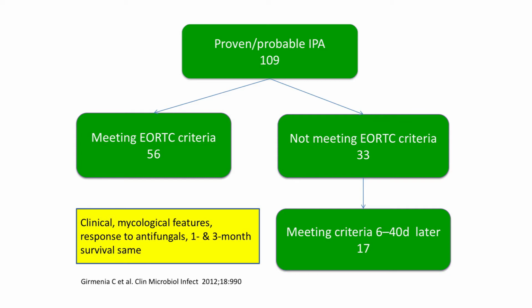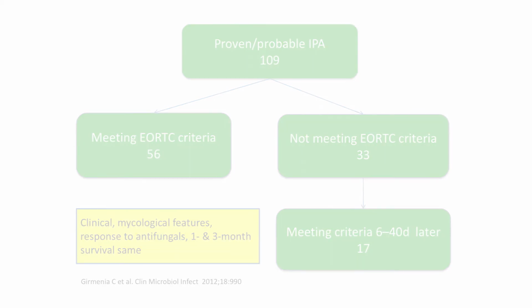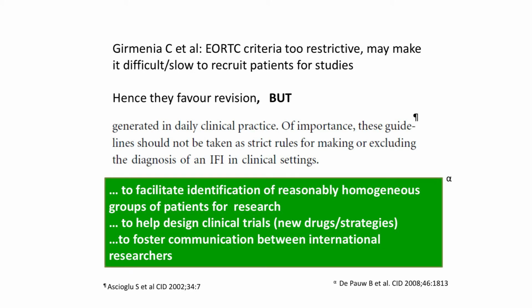Sorry, I thought I had put on the criteria again. Basically, the major criterion for diagnosis means you have to have halo, cavity, or crescent. So these people probably did not meet. But if you scan again, I suspect that was when the white cells came back and the cavity appeared. So they were able then to include the patient in this study. But when you look at 1 to 3 months survival, then they were basically the same. So these investigators said that they thought the EORTC criteria were too restrictive, and in their paper they suggested a revision, right?